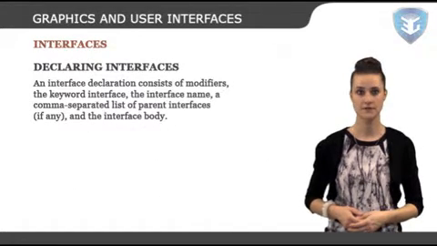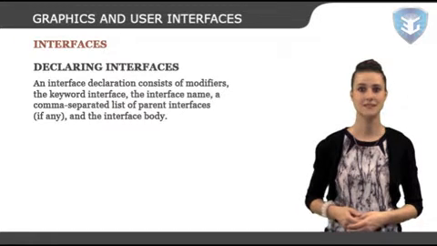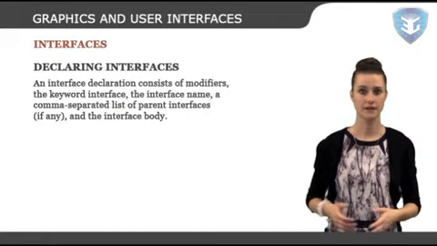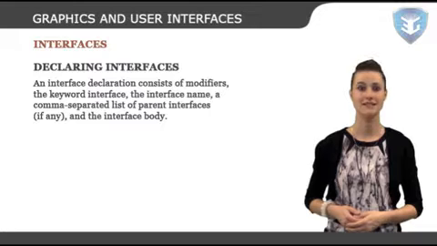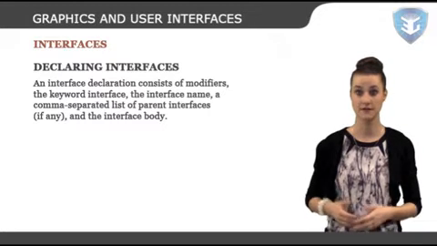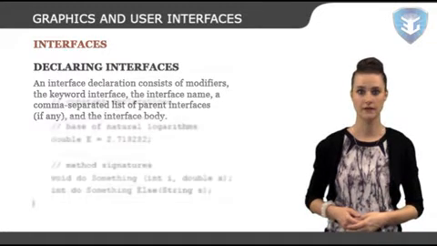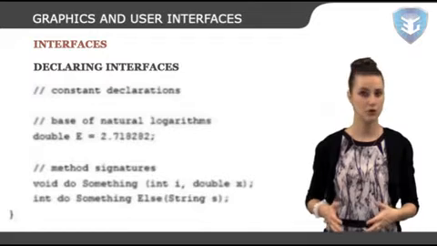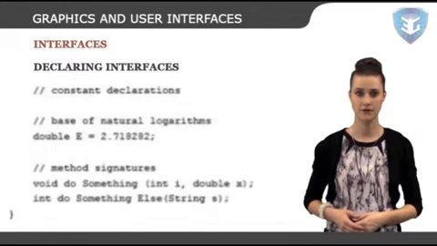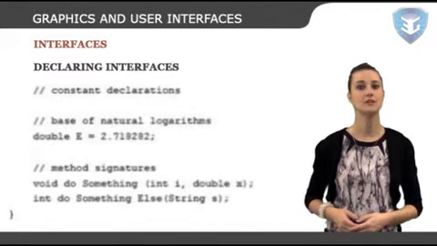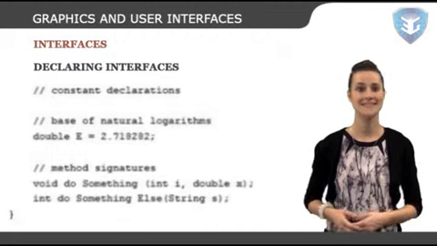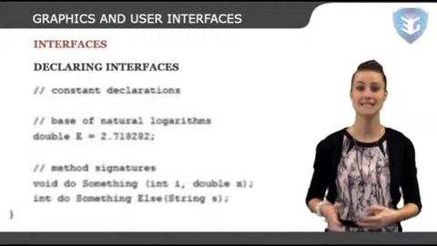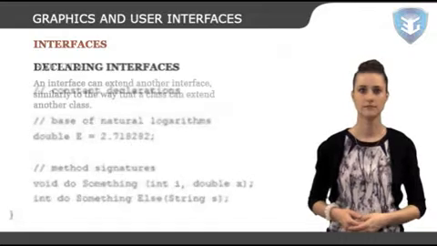Here we will discuss interfaces. Declaring interfaces. An interface declaration consists of modifiers, the keyword interface, the interface name, a comma-separated list of parent interfaces, if any, and the interface body. Let's understand better with an example. The public access specifier indicates that the interface can be used by any class in any package. If one does not specify that the interface is public, then the interface is accessible only to classes defined in the same package as the interface.